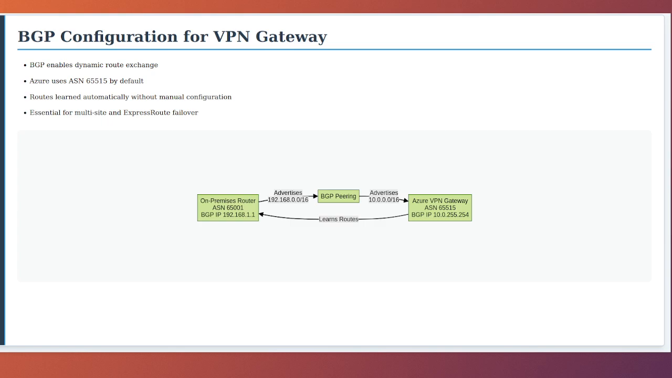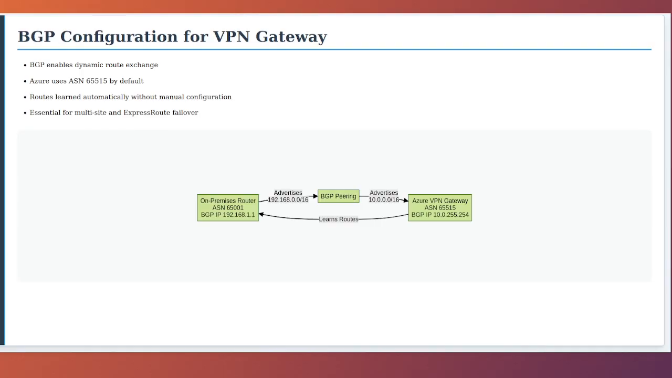The diagram shows BGP peering between an on-premises network and Azure. On the left, the on-premises router is configured with ASN 65001 and BGP peer IP 192.168.1.1. It advertises the prefix 192.168.0.0/16 representing the on-premises network to Azure. On the right, the Azure VPN Gateway uses ASN 65515 and has BGP peer IP 10.0.255.254.